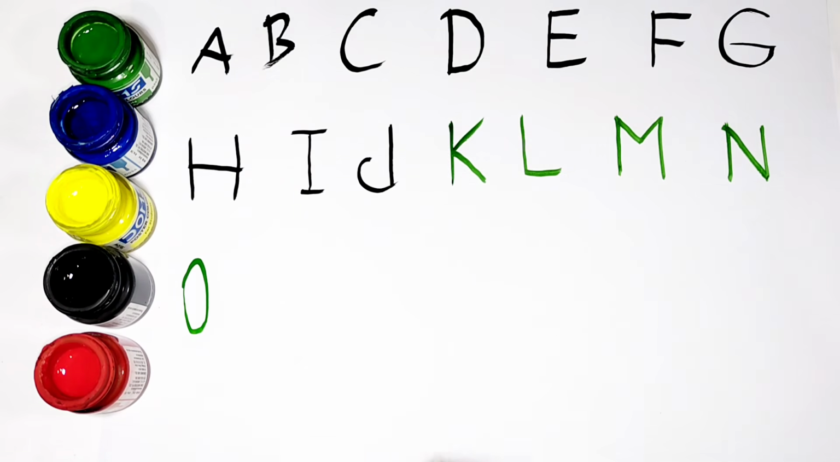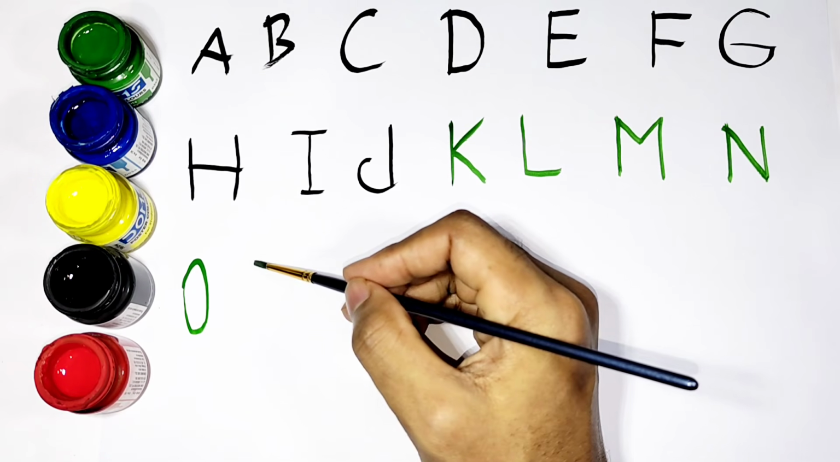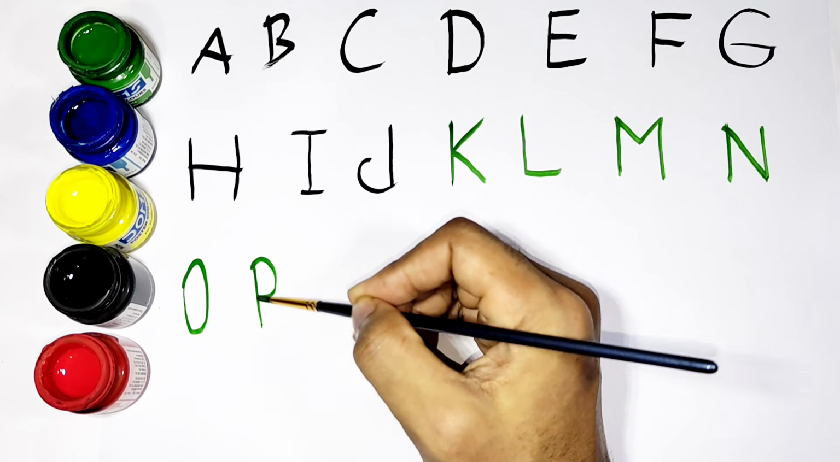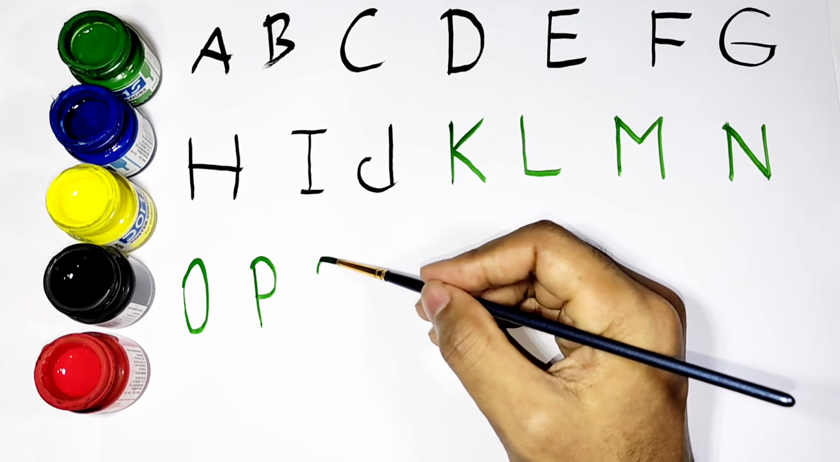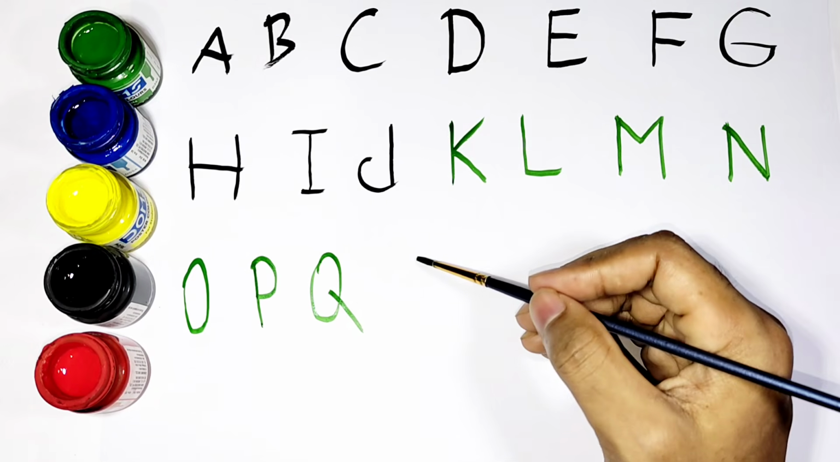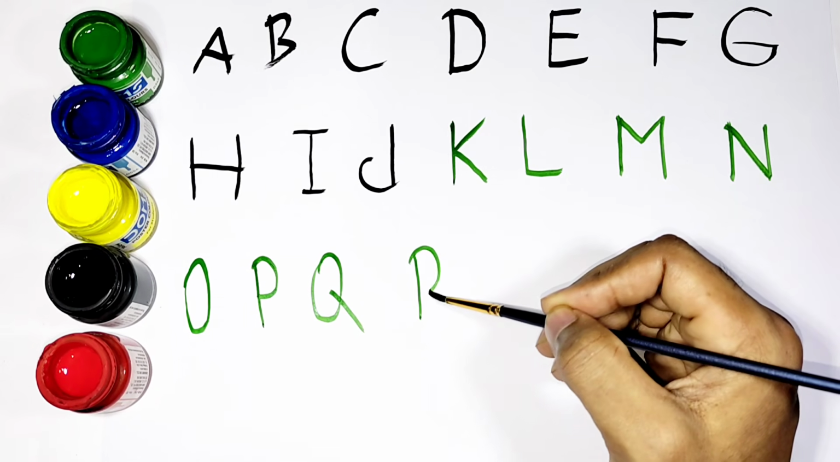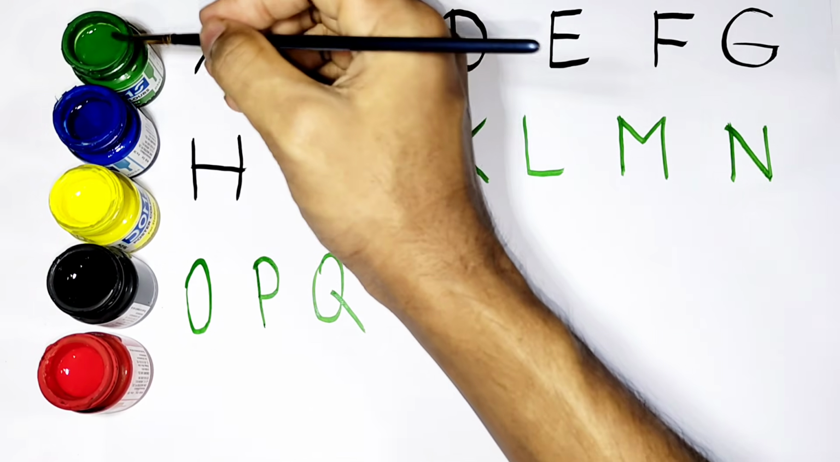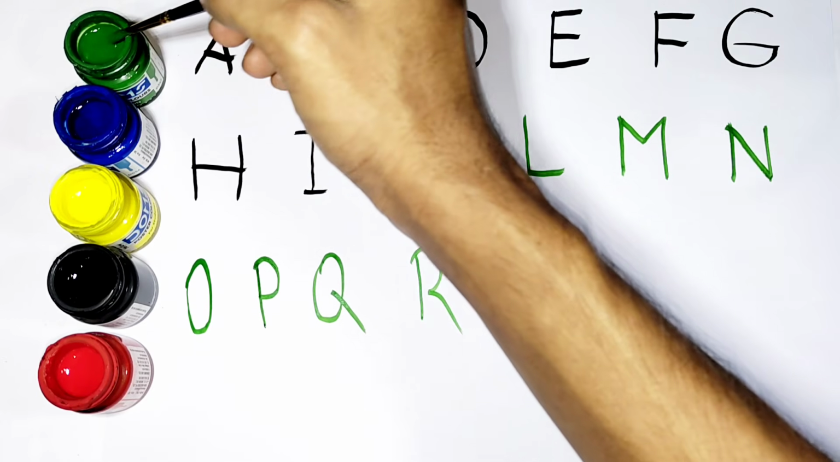The next one is P. Now we draw Q. The next one is R. R for rose, R for rice. The next one is S. S for sun, S for snake.